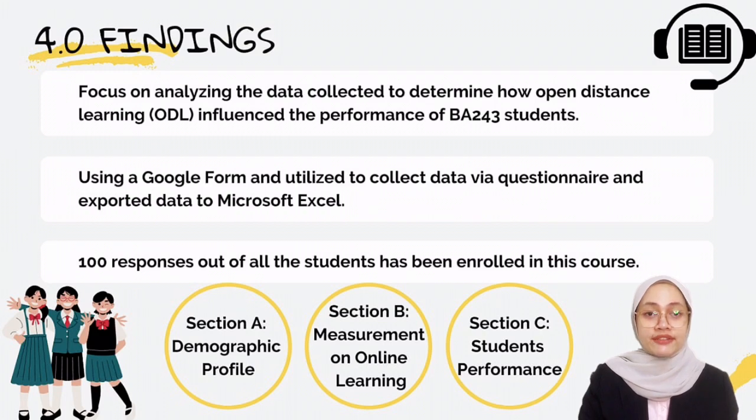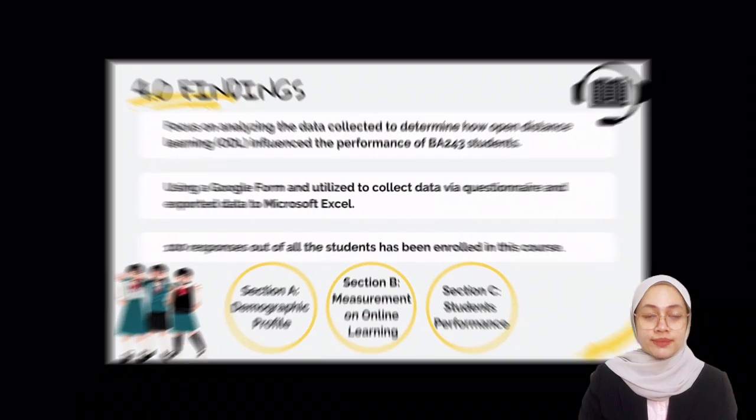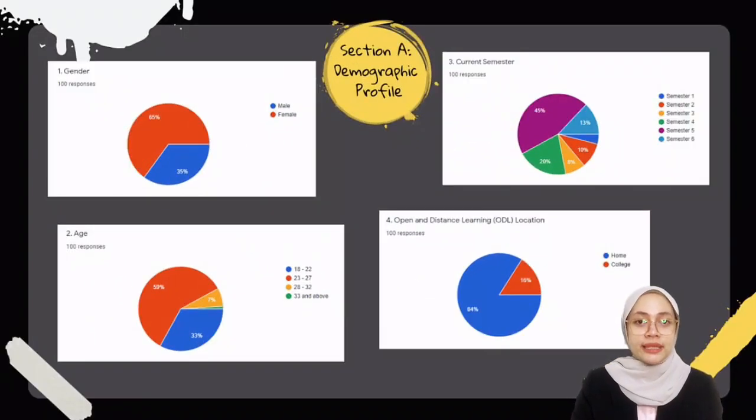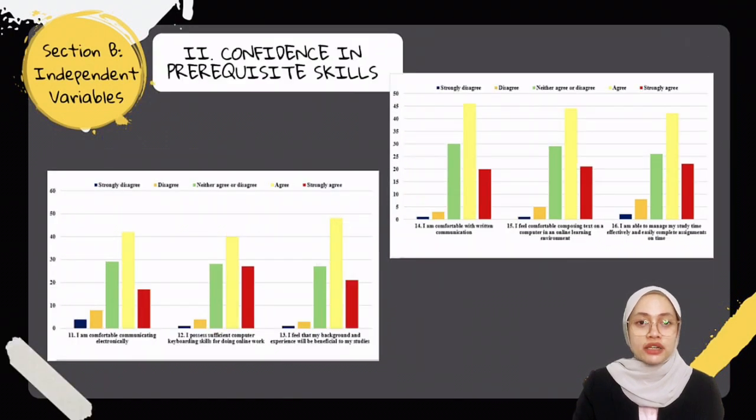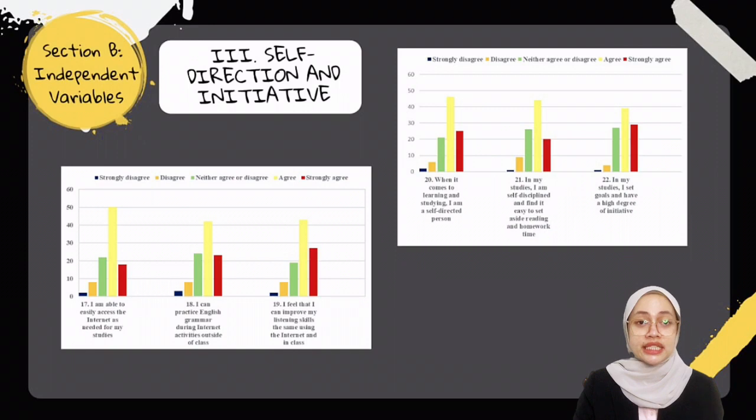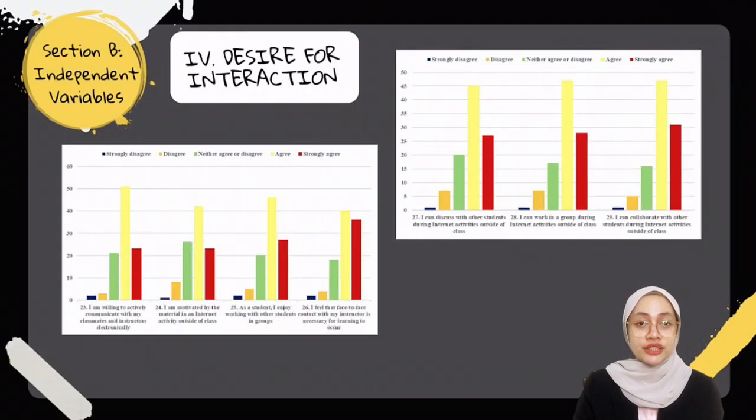In this part, there are 3 sections, which are Section A, Section B, and Section C. For Section A, the demographic profile consists of 4 data: gender, age, current semester, and open and distance learning, ODL, location. While for Section B, the independent variables consist of 4: general belief, confidence in prerequisite skills, self-direction and initiative, and desire for interaction.